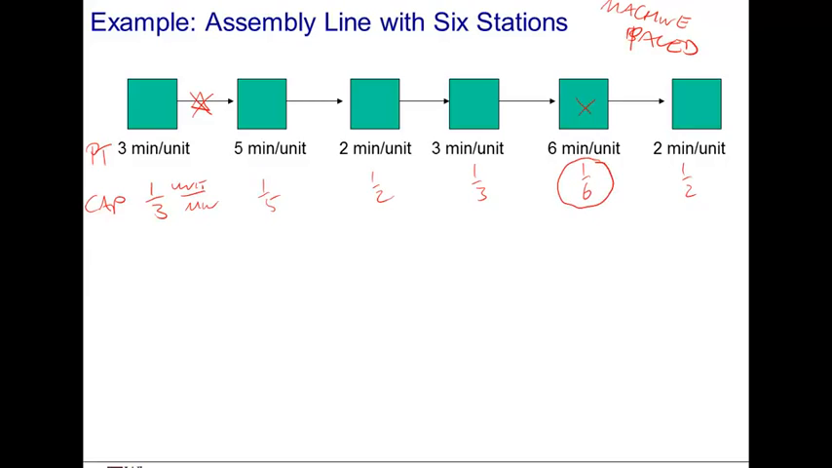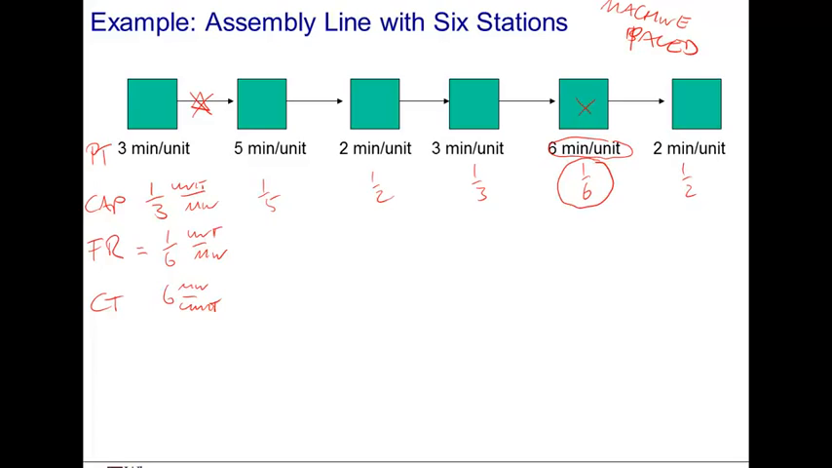Assuming there is enough demand for this process, we're going to have a flow rate that is going to be 1 unit every 6 minutes, which corresponds to 10 units per hour. We can then define the cycle time of the process as 6 minutes between units, which I hope is intuitive because that is exactly the activity time that we have here at the bottleneck.